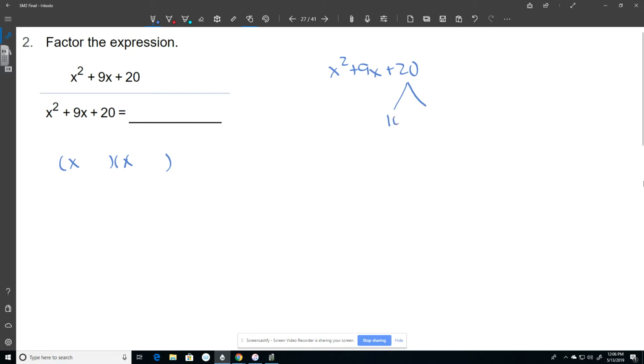So my options are 10 and 2, but those add up to 12, so those don't work. 5 and 4 add up to 9. So those are the 2 factors I'm going to use, and I just plug them into my parentheses. So my answer would be x plus 5, x plus 4. Make sure you don't put anything between the parentheses because you're actually multiplying those together. They need to be side by side. They need to be right next to each other.